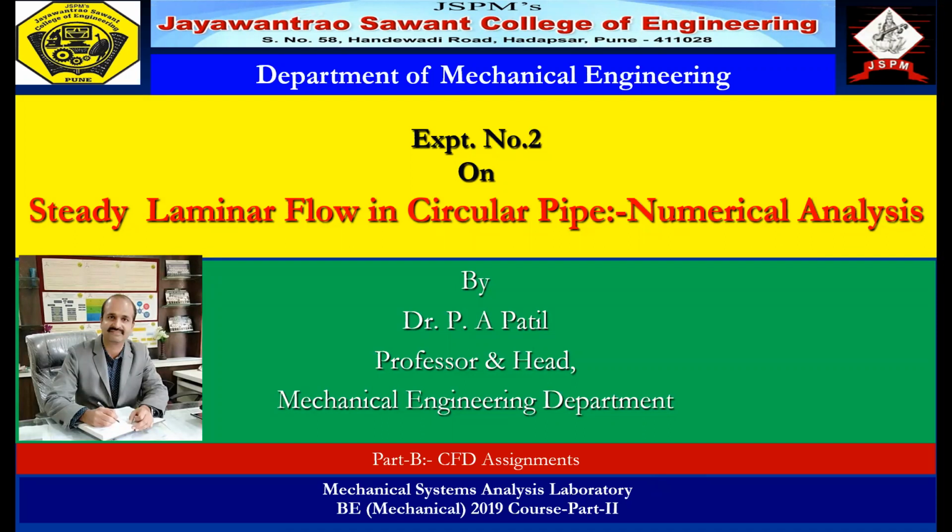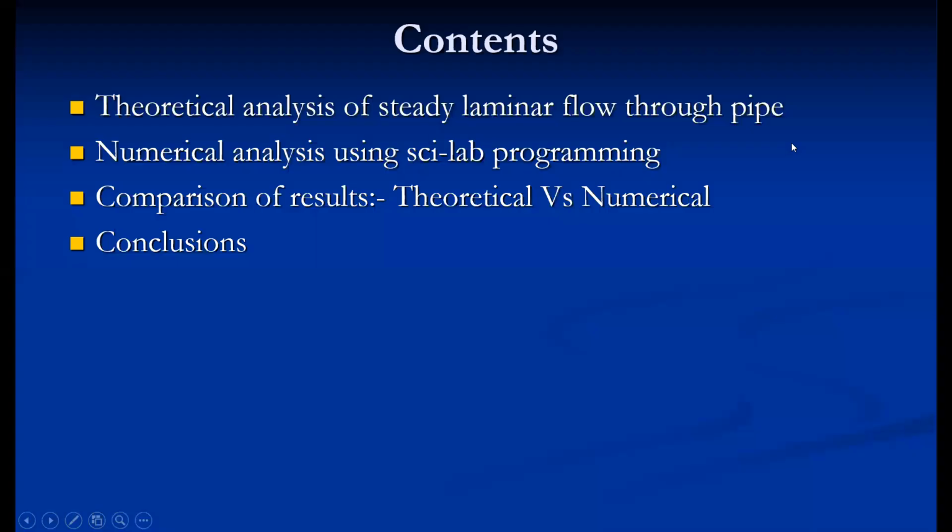The name of the experiment is Steady Laminar Flow in a Circular Pipe, a numerical analysis. So the main objective of this particular experiment is how to write the code of the analysis part when the steady laminar flow takes place through a circular pipe. So these are the contents of this experiment.